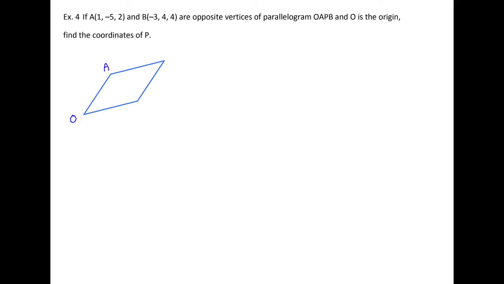So we do OAPB. Next, we're going to put the coordinates on. So we know O is the origin 0, 0, 0, A is 1, negative 5, 2. Since P we do not know, we label it x, y, z, and B is negative 3, 4, 4. Using equal vectors, we'll be able to find point P.